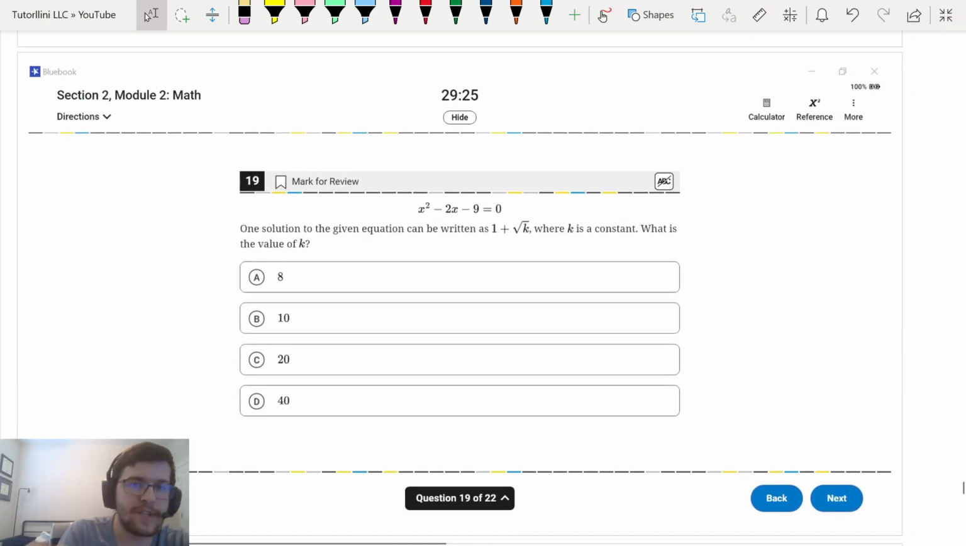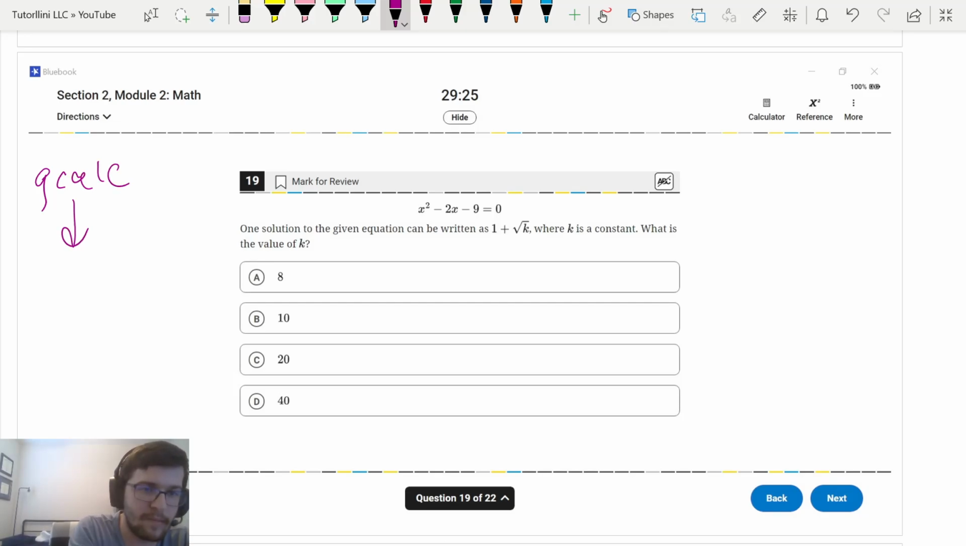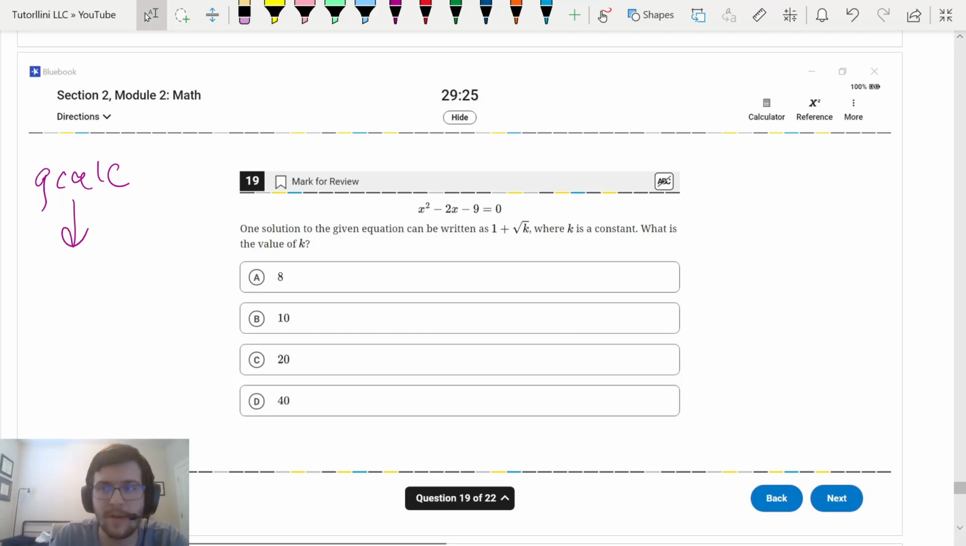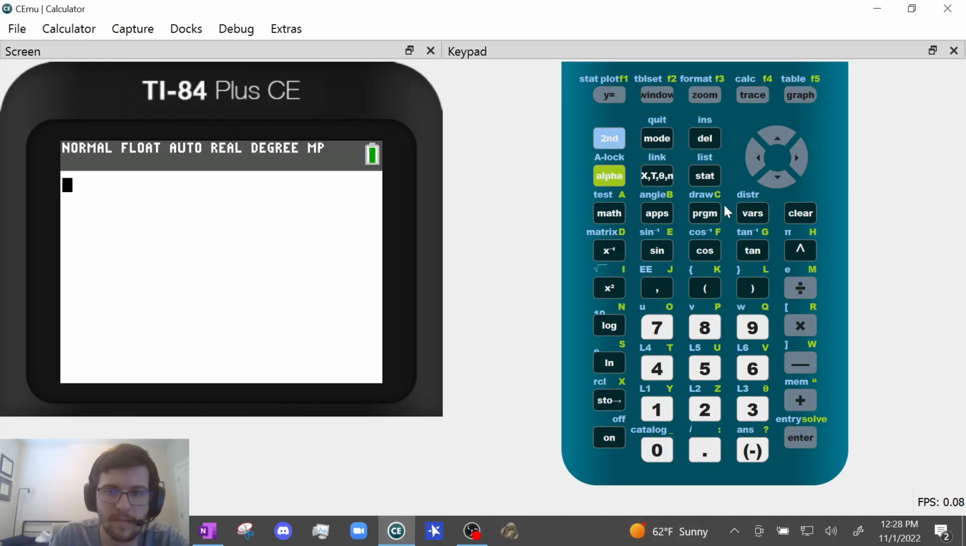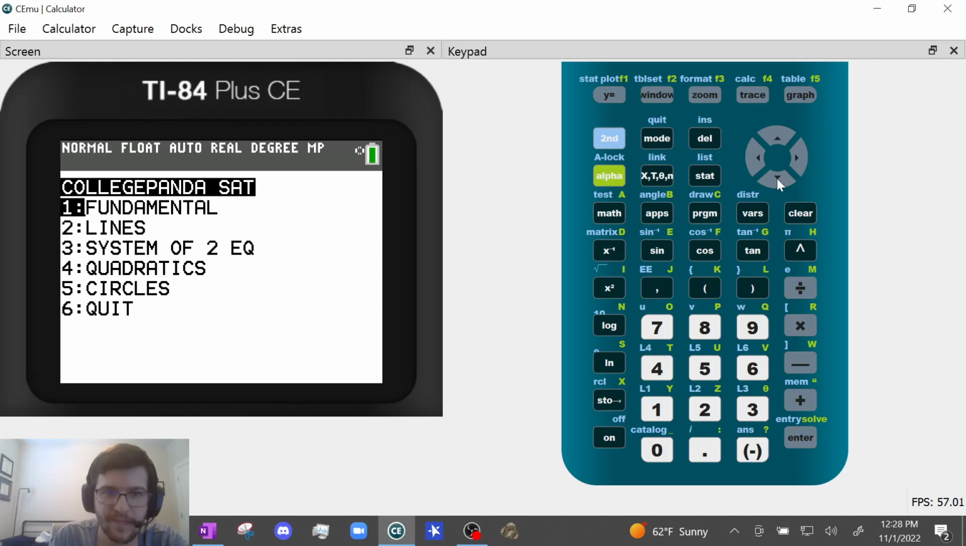All right, so this one can be done in 2 seconds using the graphing calculator program on the Panda SAT. So x squared minus 2x minus 9, let's pull that up. Some questions the graphing calculator can do better than Desmos.